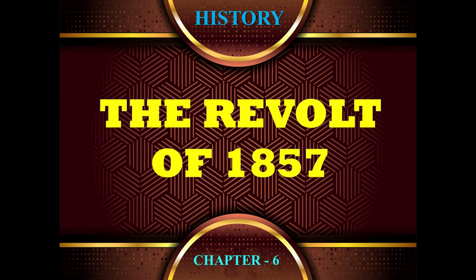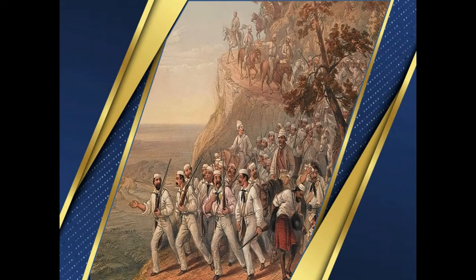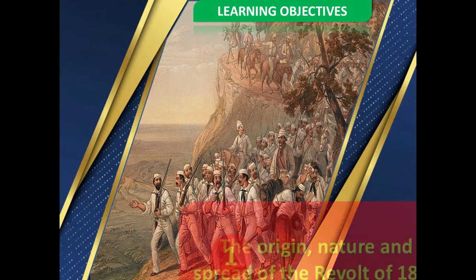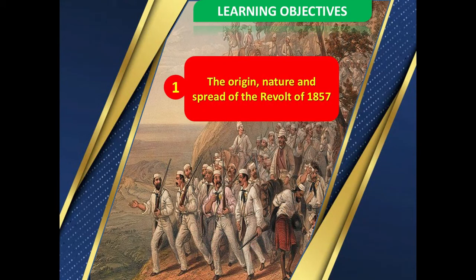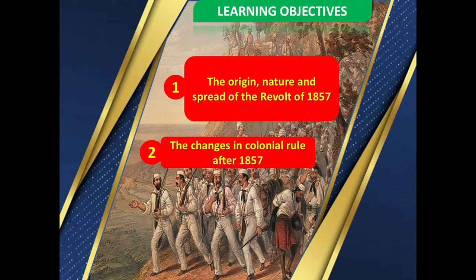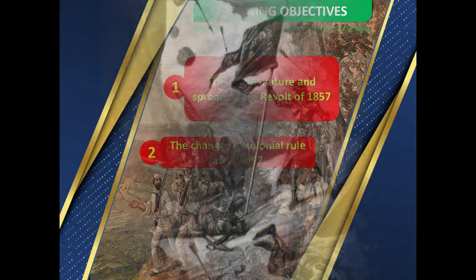Let's go to the chapter. History, chapter 6, the Revolt of 1857. So, what are the learning objectives from this chapter, children? The origin, the nature and the spread of the revolt of 1857 and the changes in the colonial administration after 1857. So this is video part 1 of the chapter, the Revolt of 1857. So let's see the topic.